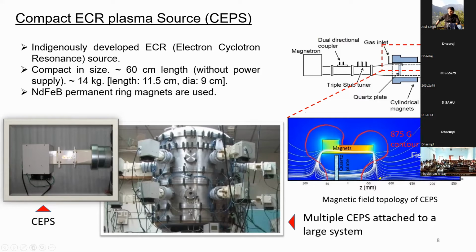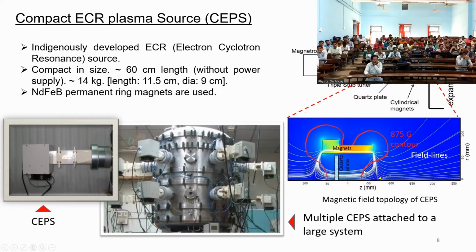This figure can give you some idea: these are the magnetic field lines, which any magnetic pole will follow. For 2.45 gigahertz we need 875 gauss. This red line, the field line here, is where 875 gauss magnetic field is produced.